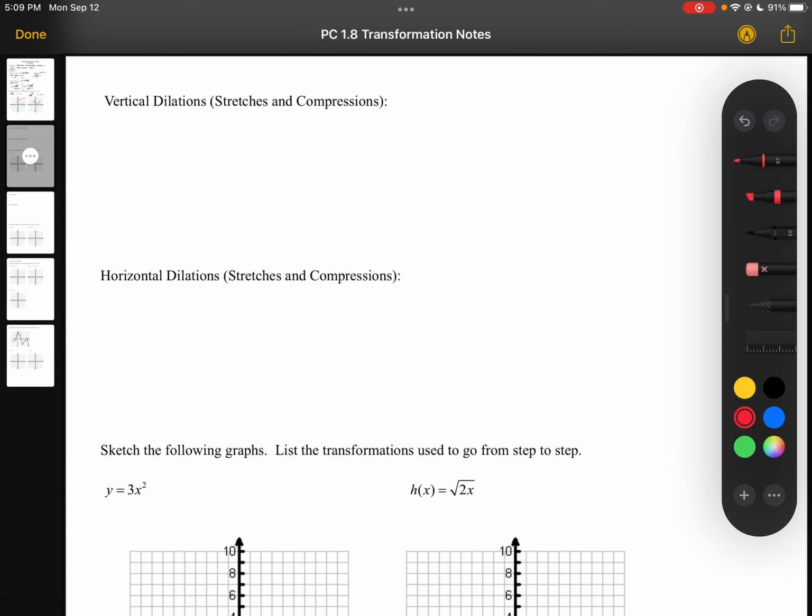So a vertical dilation, we define this as y equals f of x. And then now, in front of f of x, we put something called a. And a is being multiplied by f of x. So this is called a compression. And it is specifically a vertical compression.